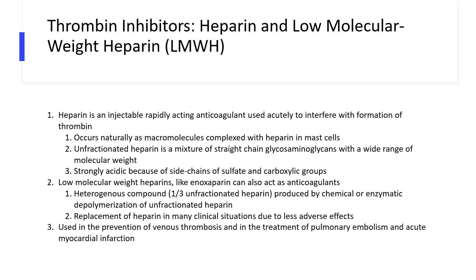Now, low molecular weight heparins, like enoxaparin, can also act as anticoagulants. They are heterogeneous compounds, one-third the size of unfractionated heparin, produced by chemical or enzymatic depolymerization of unfractionated heparin. They are used as replacement of heparin in many clinical situations due to less adverse effects. They are used in the prevention of venous thrombosis and in the treatment of pulmonary embolism and acute myocardial infarction.